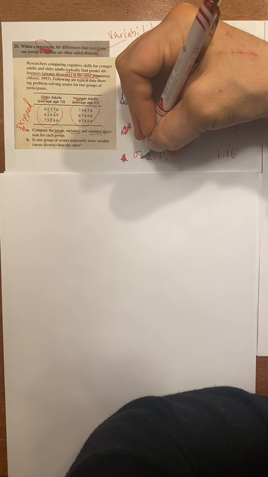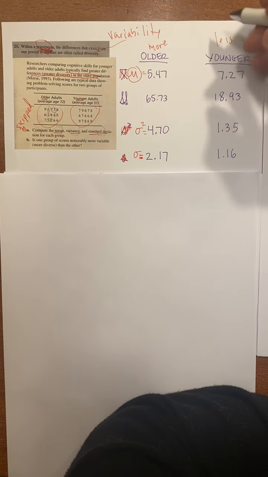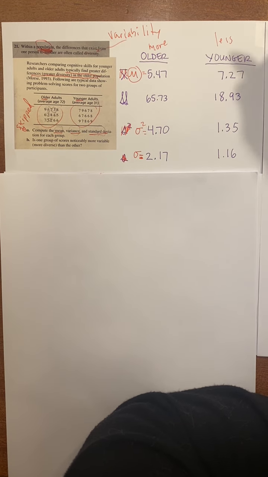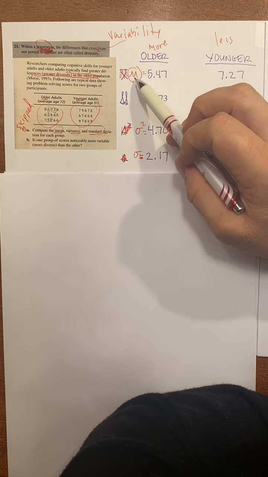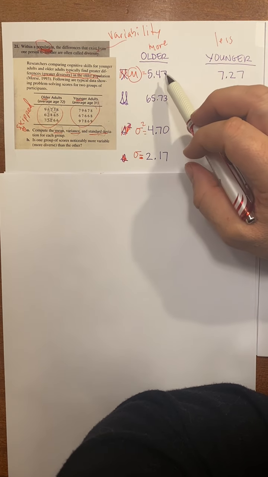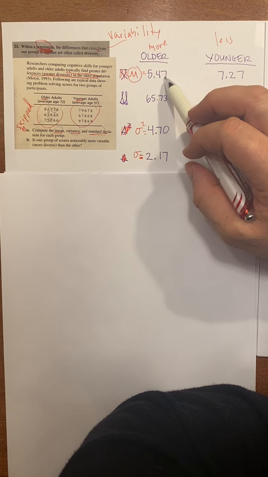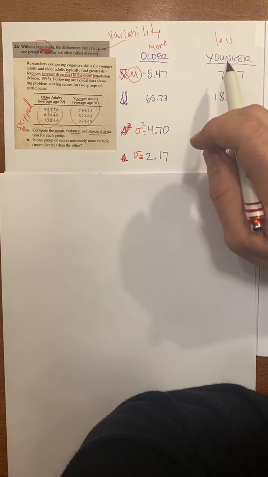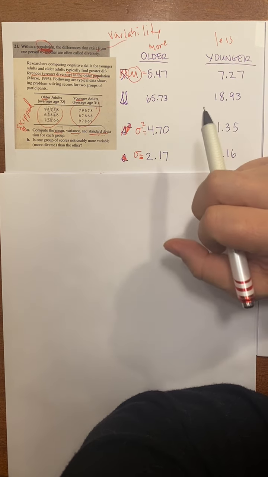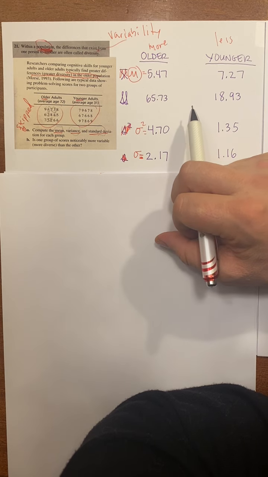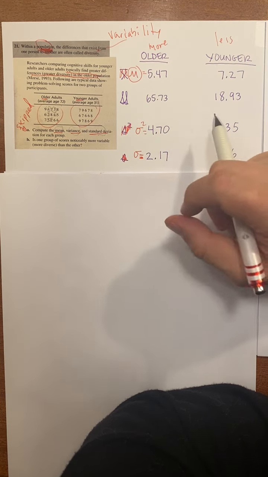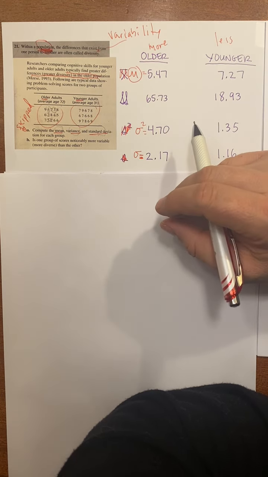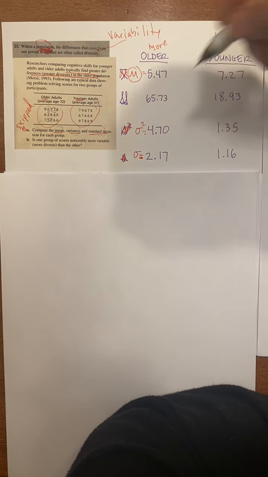And now we can do this comparison of the data. First off, the thing that we want to see is that with regard to the mean, there was a smaller mean for the older folks than there was for the younger folks, which is interesting.